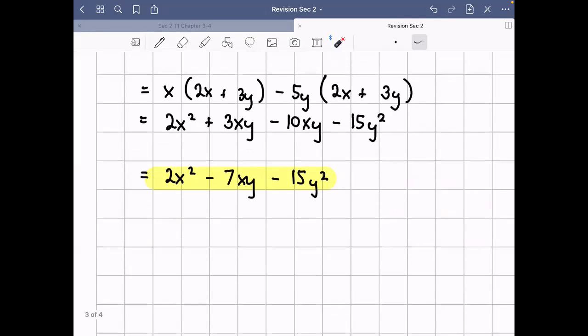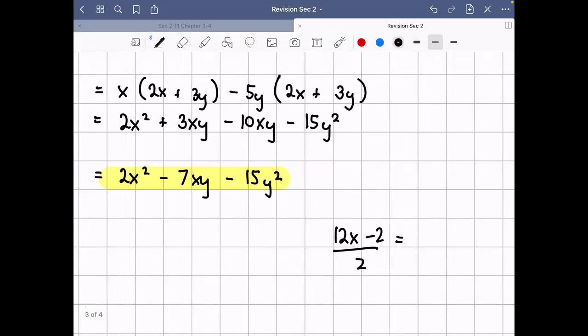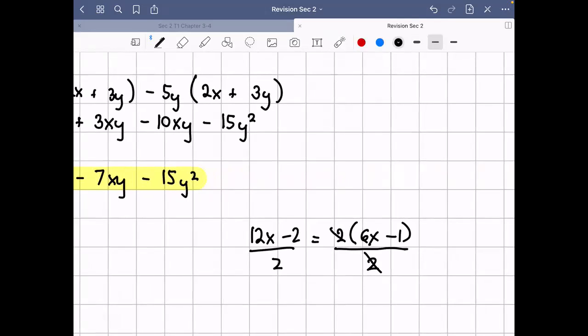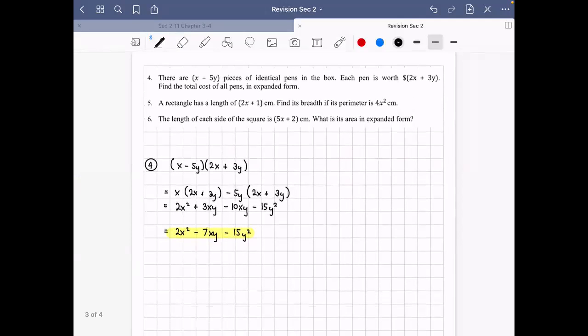Yes, you can answer that. So again, 12x minus 2 divided by 2. You factor out 2 first, because 12 and 2 are divisible by 2, right? So 2, and then it becomes 6x minus 1, and then divided by 2, right? And then you cancel this because they're divisible by 2. So your answer is 6x minus 1. Okay. That's your answer. Right. So that's number 4.